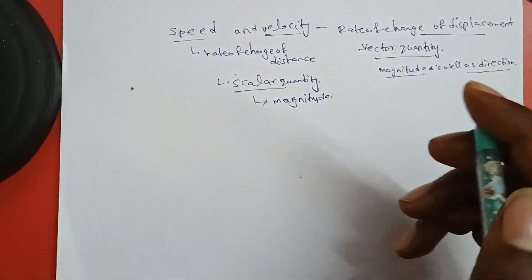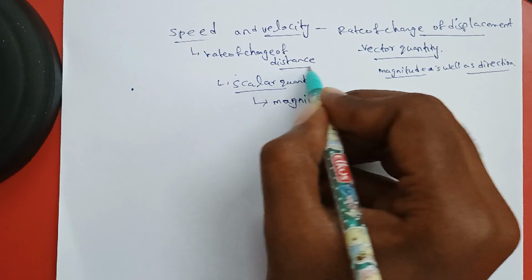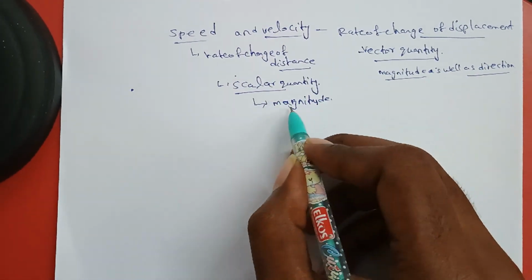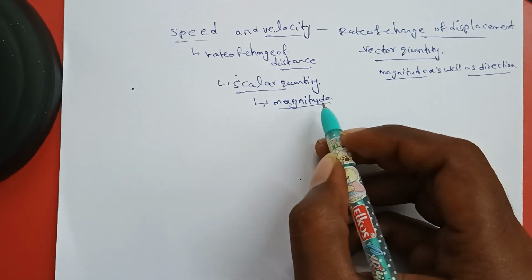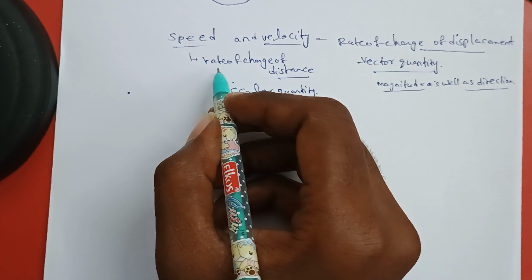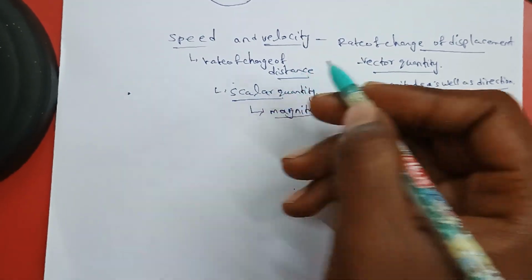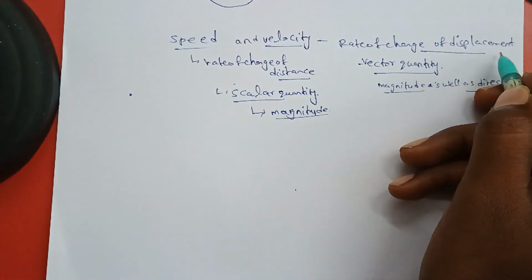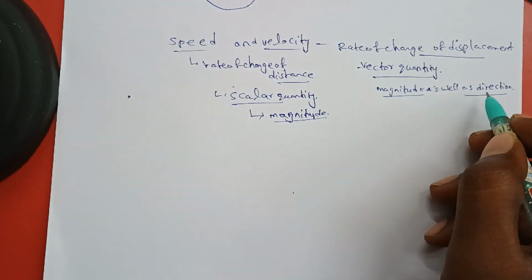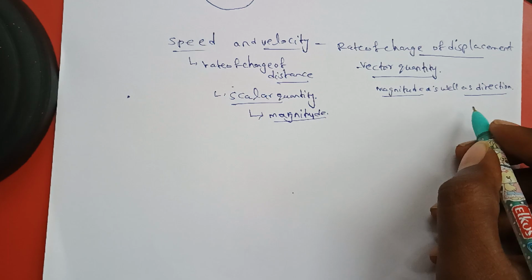Our next topic is speed and velocity. Speed is the rate of change of distance of a body. It is a scalar quantity; only magnitude can be calculated. Speed is the distance traveled by a body in a particular time interval. Velocity is the rate of change of displacement. It is a vector quantity. Both its magnitude as well as direction will be taken.